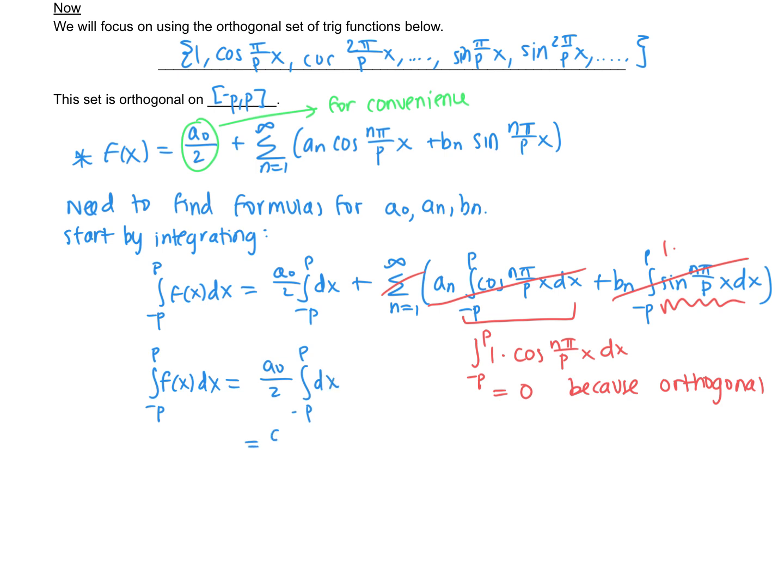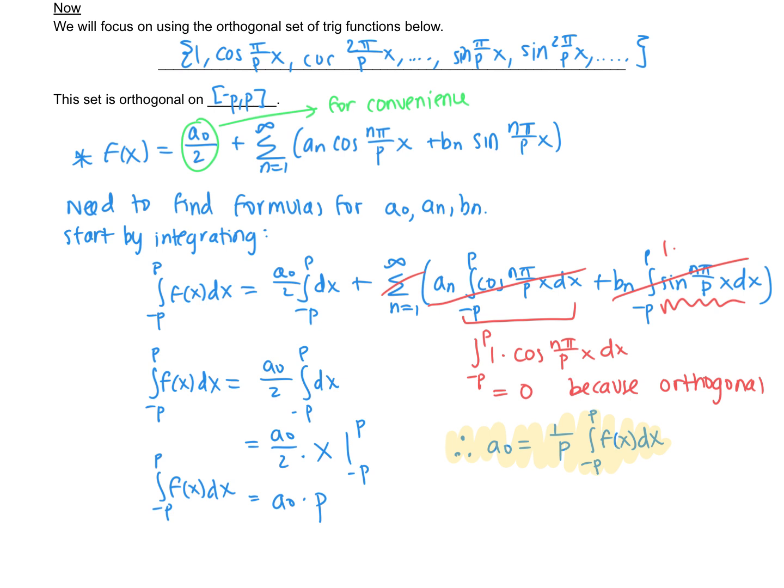If we simplify that right side, we get a0 over 2 times x from negative p to p, which then you can see we get a0 multiplied by p. Hence why we have this 2, for simplicity's sake. So then we have to remember on the left side, we have the integral from negative p to p of f of x dx. So our goal was to find a formula for a0, which we now have. That is 1 over p, the integral from negative p to p of f of x dx. So that is our first formula.